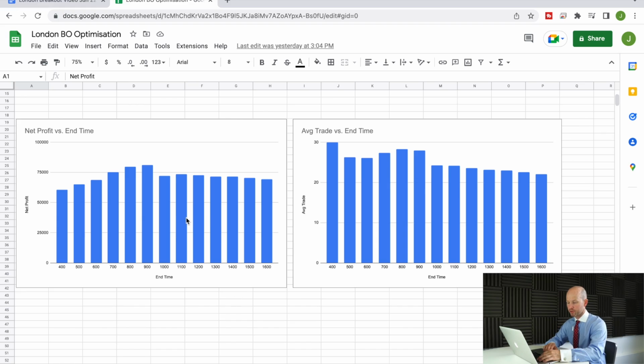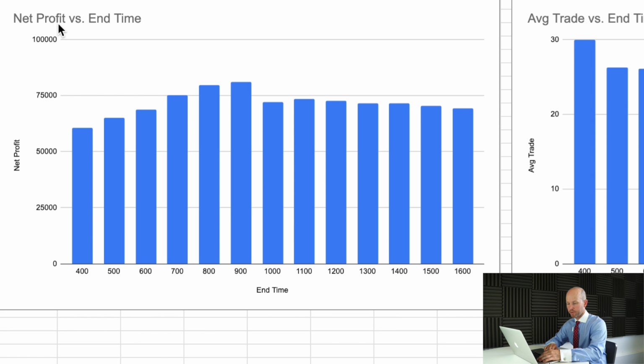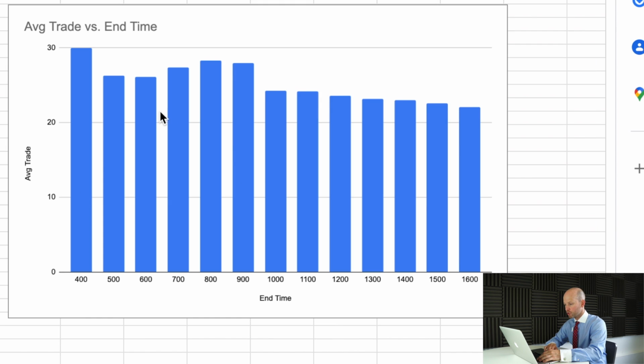And I've put the information in a couple of bar graphs for you. First of all, we're looking at the net profit versus the end time. The standard strategy, the trades get cancelled at 1600 or an hour before the end of the session. Now we can see that cancelling the orders at 900 hours, that's Eastern Standard Time, is actually the best for net profit. Looking at the average trade, it appears that the longer we give the orders to trigger, the less the average trade, and the highest average trade occurs at 400.